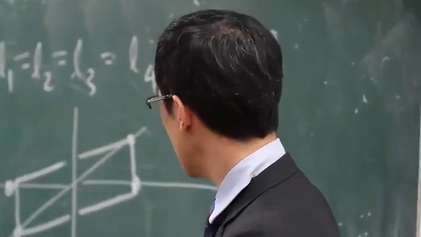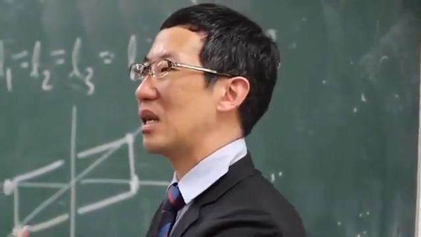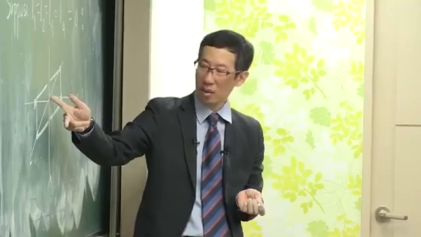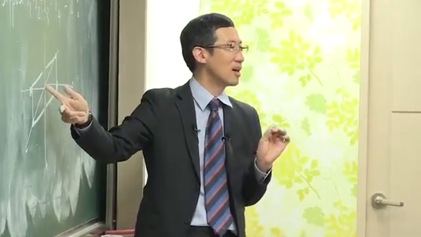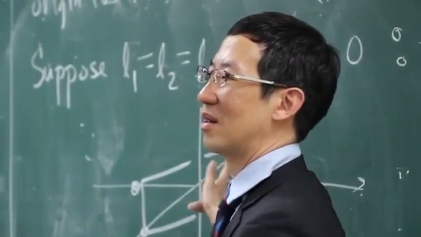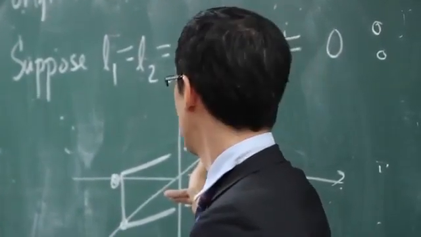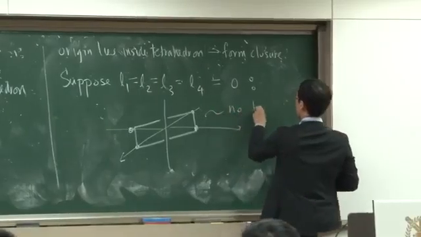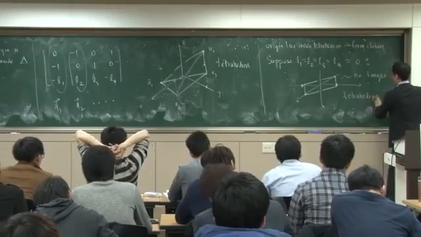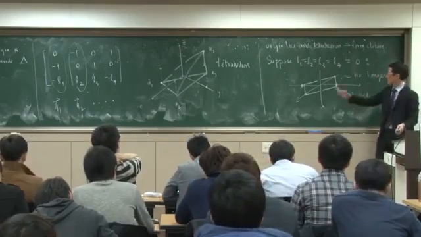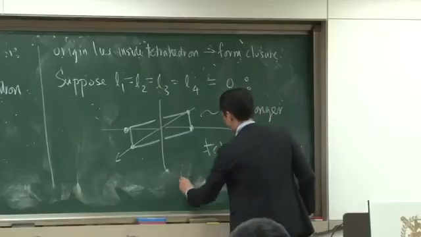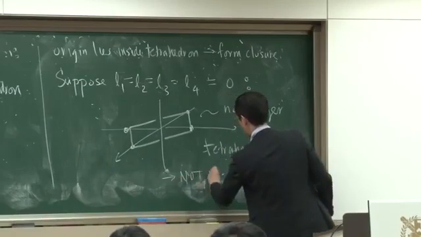Now the question is, is the origin inside the tetrahedron? It looks that way. But in fact, the tetrahedron is no longer a tetrahedron. It's a square. We need this to be a volume in three-dimensional space, but this is just an area. So no solution. This is not form closure.